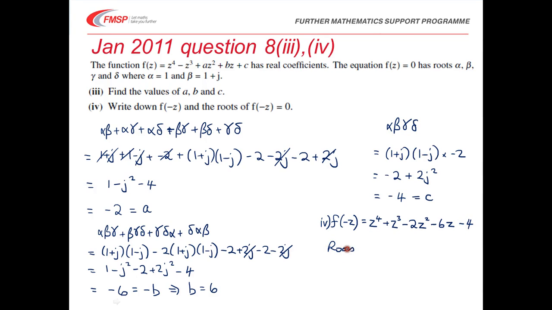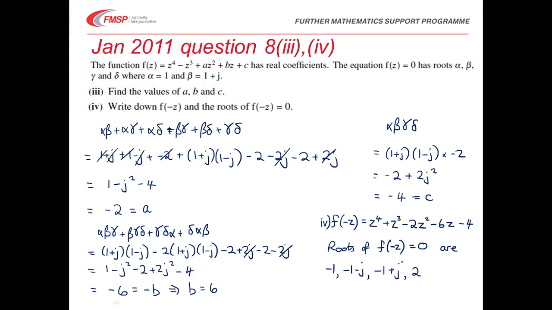And the roots of f of minus z equals 0, I just minus the roots of f of z equals 0, so that's minus 1, minus 1 minus j, minus 1 plus j, and 2.